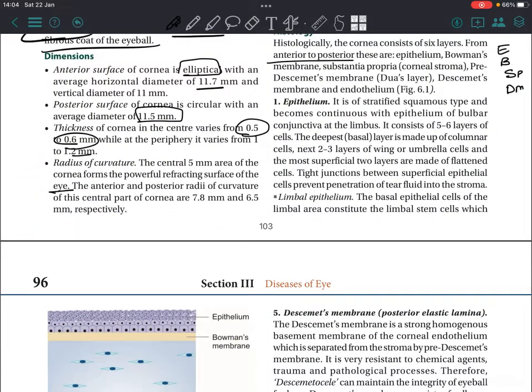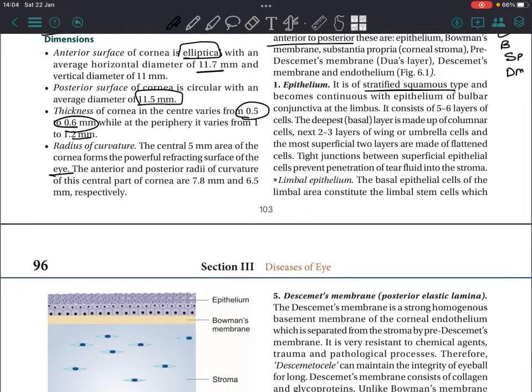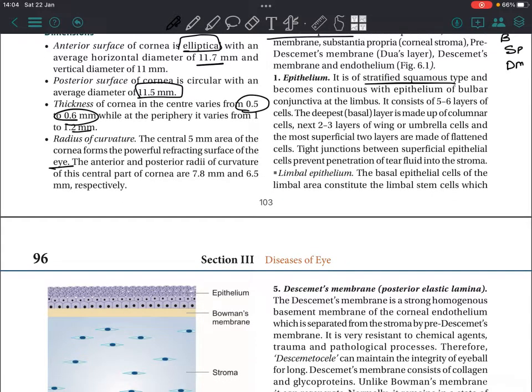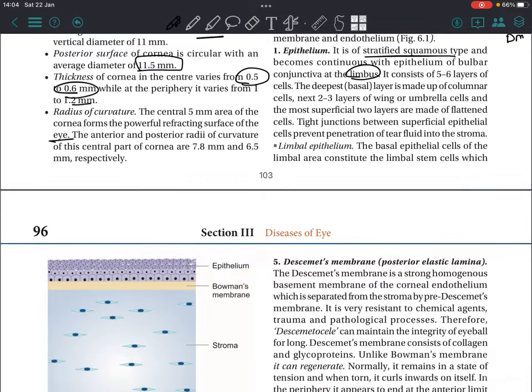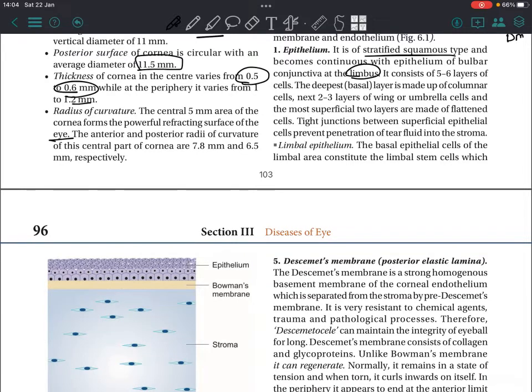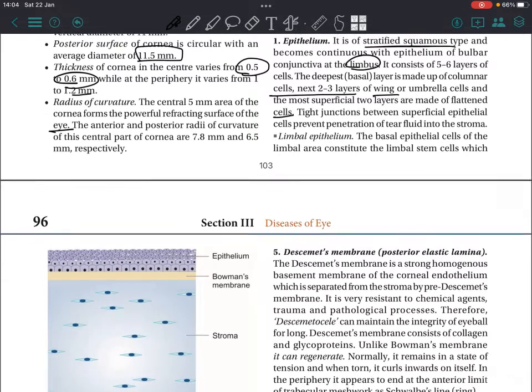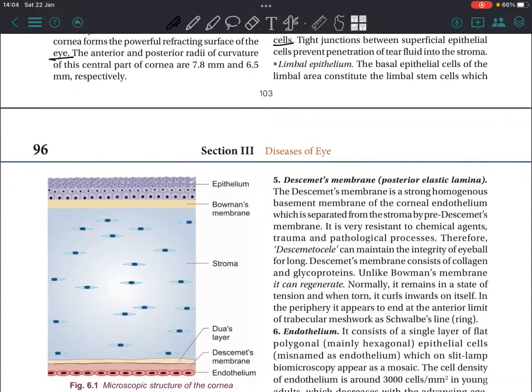Epithelium. It is of the stratified squamous epithelium type and becomes continuous with the epithelium of the bulbar conjunctiva at the limbus. It consists of 5 to 6 layers of cells. The deepest layer is made up of columnar cells. Next are 2 to 3 layers of wing or umbrella cells, and most superficially 2 layers are made of flattened cells. Tight junctions are present between the superficial epithelial cells and prevent penetration of tear fluid into the stroma.